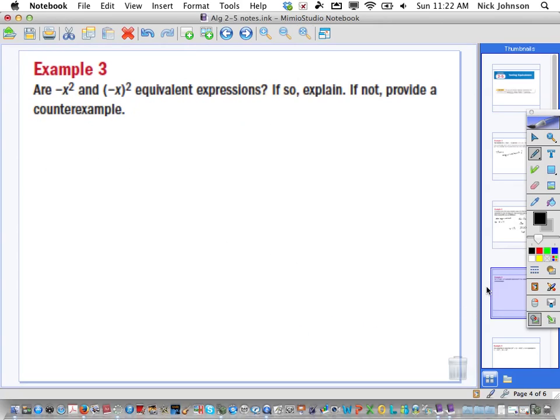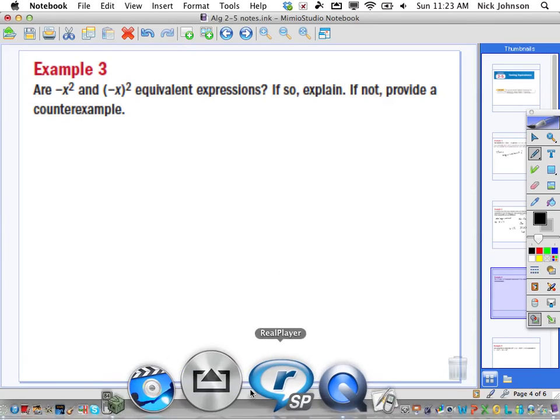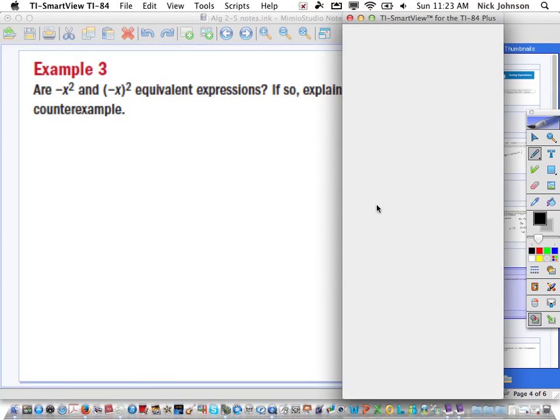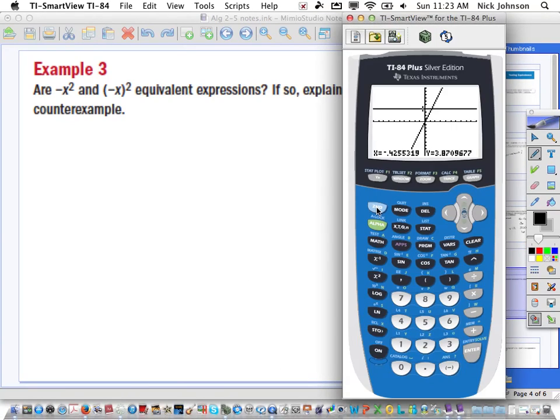Moving on, example 3. Are a negative x squared and the quantity negative x squared equivalent expressions? If so, explain. If not, provide a counterexample. Okay? So I go to my calculator. And I always like using the table. That's just what I'm comfortable with. You can use your graph. But when you have to show a counterexample, a lot of times a lot of people use the table because it's a lot easier to find a number that doesn't work.